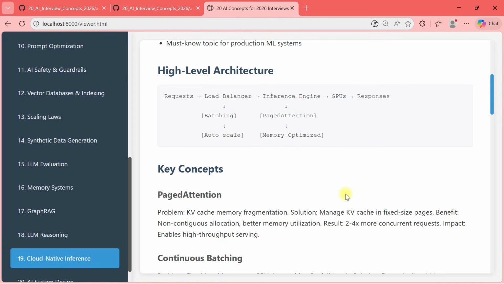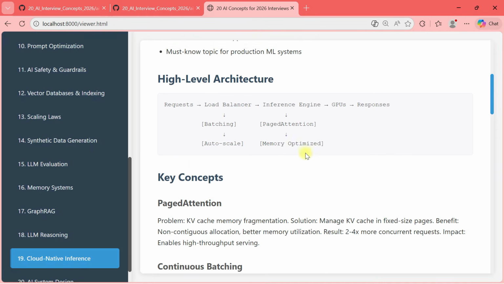Okay, at a very high level, you will receive a request from the user. You need to have a load balancer so that your user does not get upset. Then you will have the inference engine, then you will have the GPUs mostly, and then you will give the response. Okay, in the load balancer you can do batching, auto scaling. In the inference engine you can do paged attention, memory optimization. Now a lot of these things will be new to you, so let's see most of these one by one.